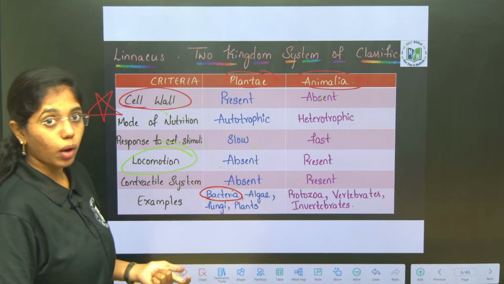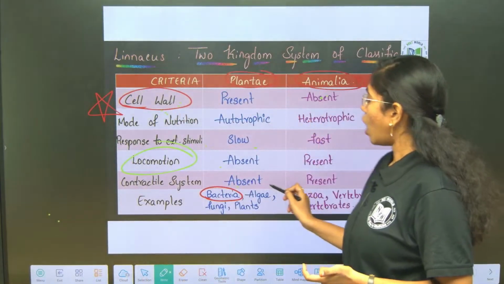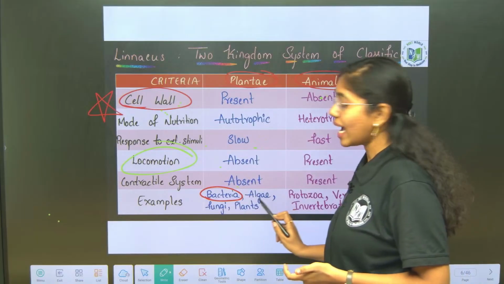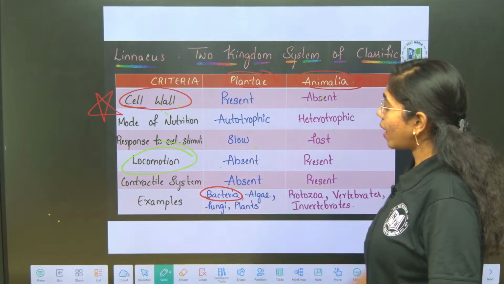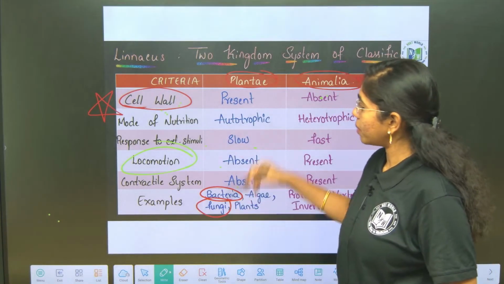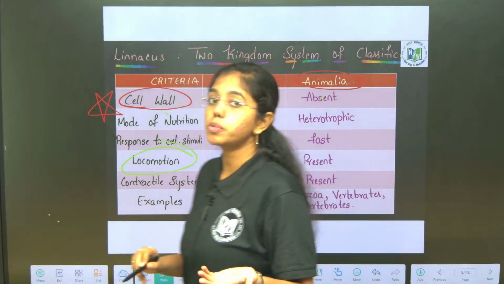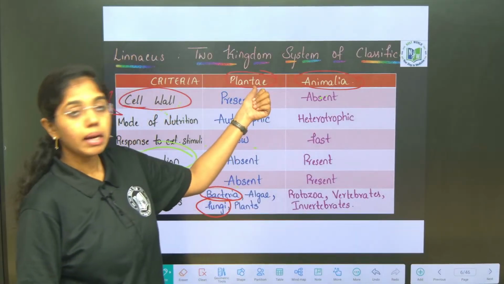Algae has cell wall. What cell wall? Cellulosic cell wall, or it also has hydrocolloids above that like algin and carrageen. Yes, it has cellulosic cell wall, so it is again placed under Plantae. Fungi, chitinaceous cell wall, placed under Plantae. Plants, of course, it has cellulose, hemicellulose, pectins as the composition of its cell wall, and it is placed under Plantae.